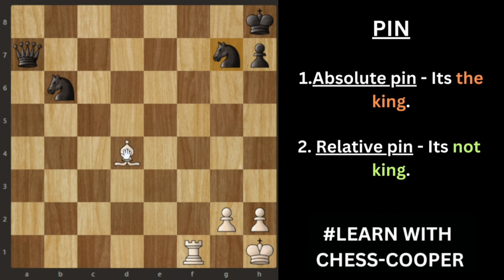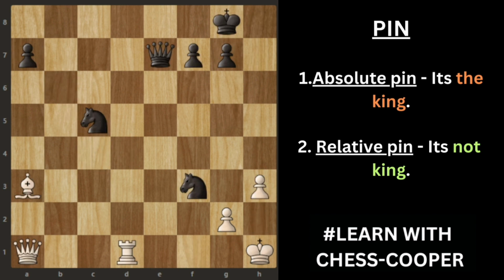So here this one is the absolute pin. It's the king which is in the back. While if it's not the king and something else, maybe a queen or rook, then it will be called a relative pin. In case of an absolute pin, the pinned piece cannot move. Just like the knight on g7, it cannot move because that would be an illegal move. But in case of a relative pin, the knight on b6 can move, although after making the move you may lose the queen. But if there is something bigger than the queen, then that piece can move.